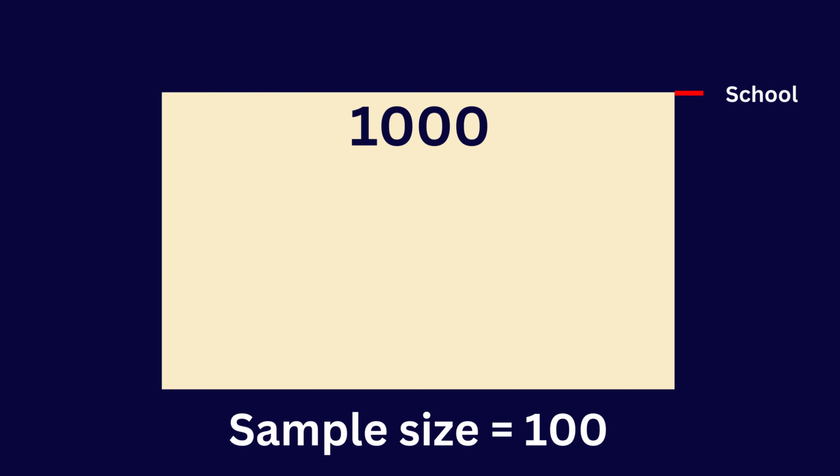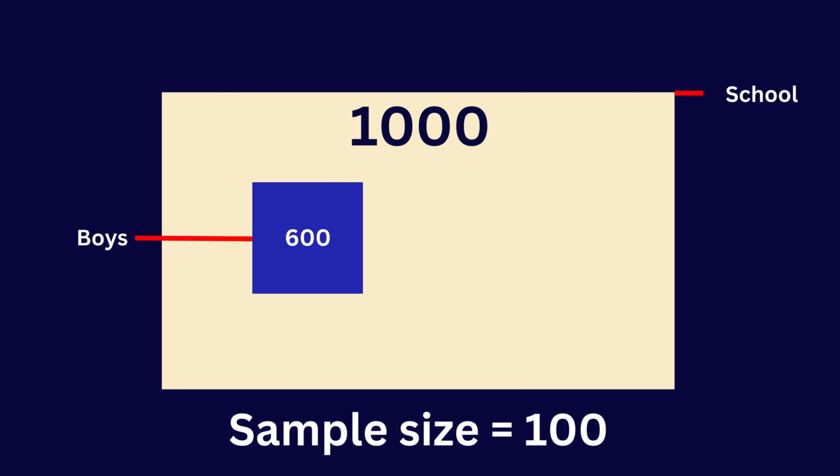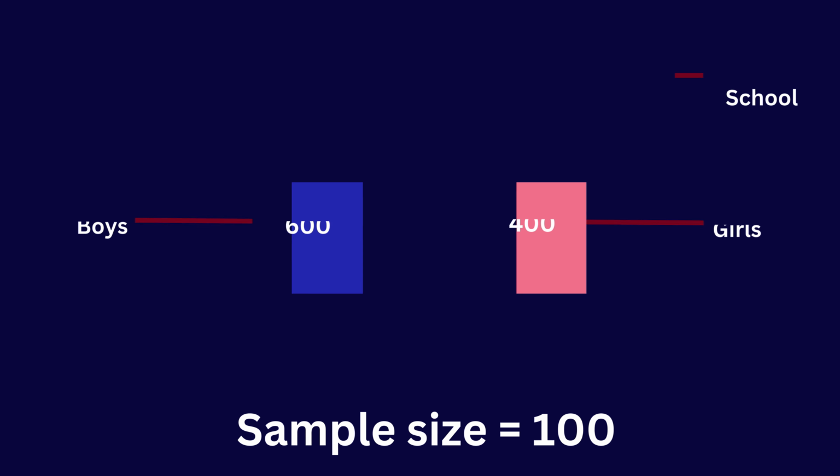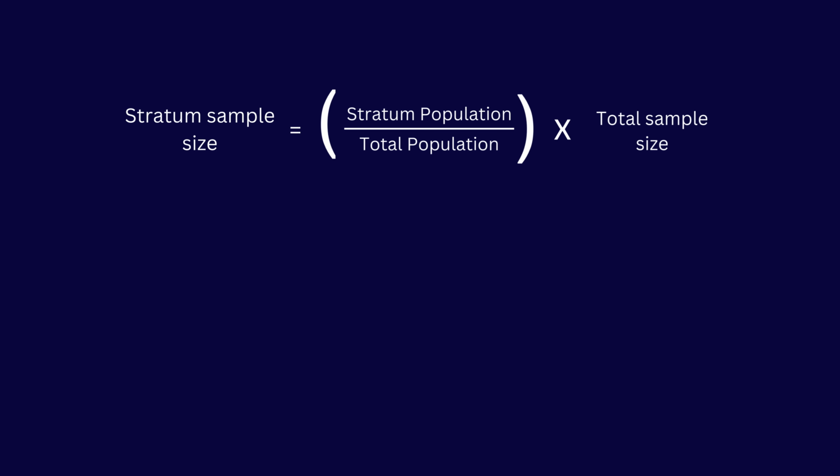Let's say we are surveying 1,000 students in a school and we want a sample of 100. The school has 600 boys and 400 girls. Instead of selecting 100 students randomly, we take a proportional sample from each group. Let's calculate it. Stratum sample size equals stratum population divided by total population, then multiplied by total sample size.